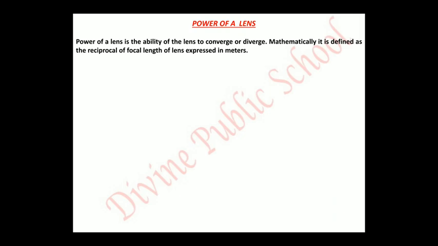So basically the power is inversely proportional to focal length. In this manner it is defined also. Mathematically it is defined as the reciprocal of focal length of the lens. So P is equal to 1 upon f, with f in meters, is equal to 100 upon f with f in centimeters. If you put f in meters, it will be 1 upon f, but if you have to put f in centimeters, then you have to write 100 upon f. The important thing is its unit is diopter, and this unit is represented by D.